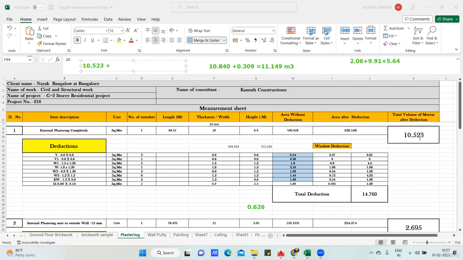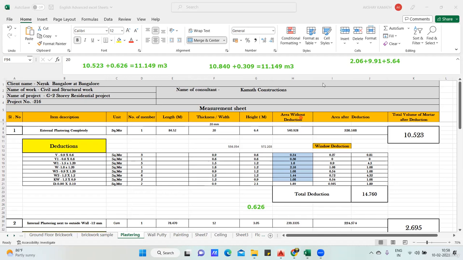This answer doesn't have the extra plastering in it, and that extra portion is coming here, that is 0.626. So you should get 11.149. So 10.523 plus 0.626, I'm getting 11.149 cubic meter. Getting my point? That is what I wanted to convey. It's one and the same.